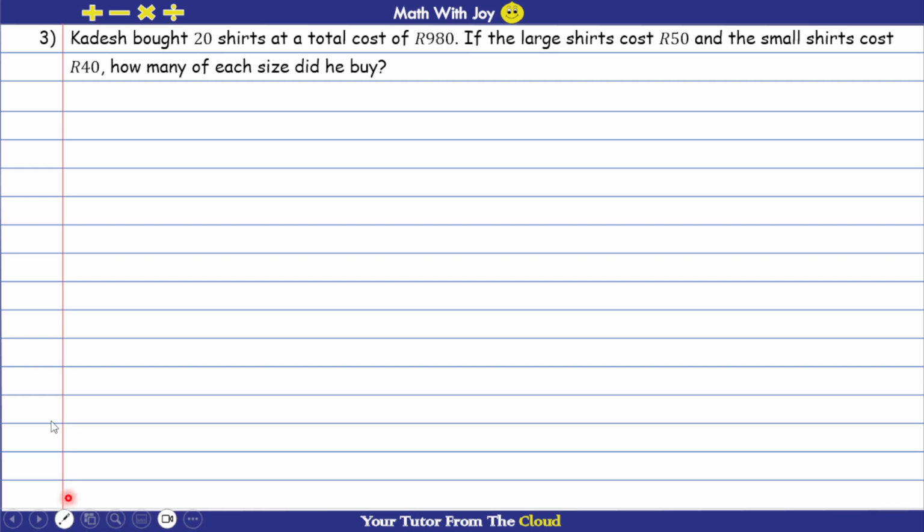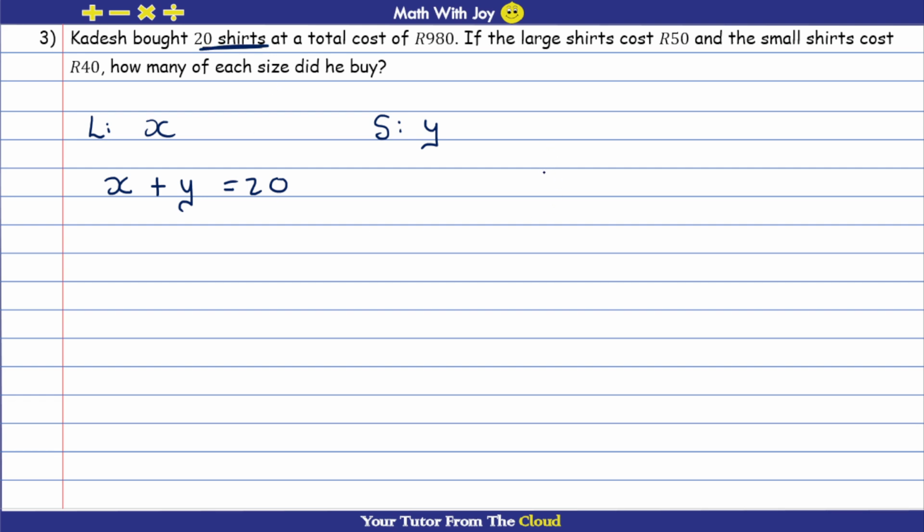So what we don't know is obviously how many shirts of each size were bought. I don't know how many large shirts he bought, so let me call that X. I don't know how many small shirts he bought, so I'm going to call that Y. I don't know those amounts, but I do know how they relate with each other. I know the sum of the large shirts and the small shirts will be 20 because he bought 20 shirts, right?